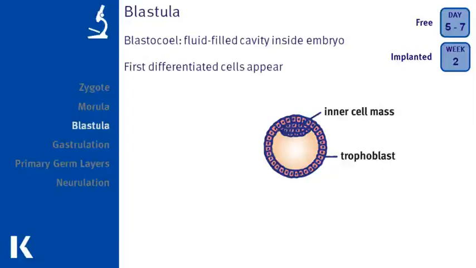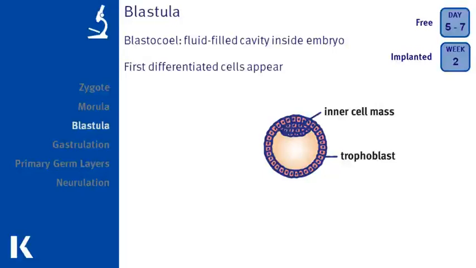And differentiation means that cells have chosen a path of development and will continue on that path to become different types of cells or tissues. The two differentiated cell types in the blastula are the trophoblasts, which become the chorion and the placenta, and the inner cell mass. The inner cell mass will eventually develop into the entire organism.